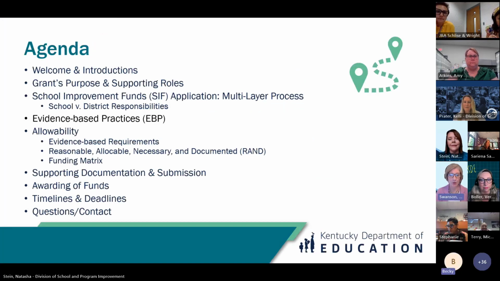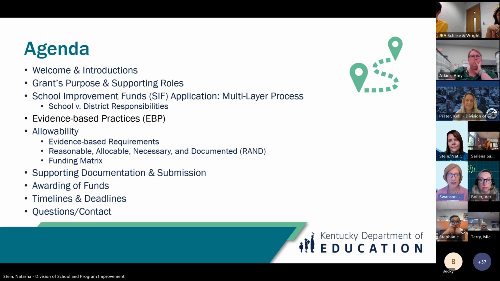So as you can see, we have quite a few topics to cover as we share the SIF application process with you. We've taken care of welcome and introductions. We will talk a little bit about the whole purpose behind this grant and the funds, and let you know about the different supporting roles that could be involved in the actual application process. We really see the School Improvement Funds application as a multi-layer process, and so we'll talk about the different responsibilities between school staff and district staff that will be involved. We will talk quite a bit about evidence-based practices, as that is a very important element to the application and really to your TSI improvement planning as well.